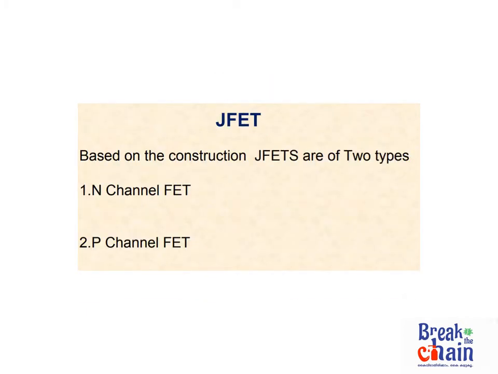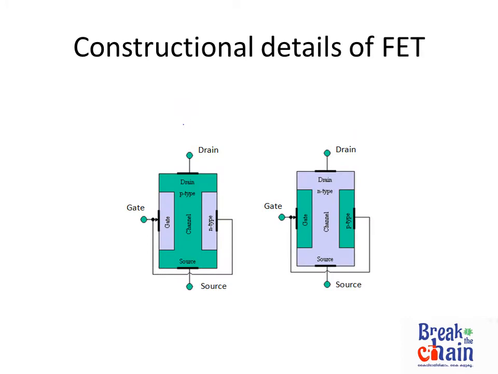Now, based on the construction, JFETs are of two types. I told you, N-channel FET and P-channel FET. And this is the constructional details of FET. There are two types of FET. First one is called P-channel FET and second one is called N-channel FET. And in the P-channel FET you can see three leads. First one is called drain, second one is called source, and third one is called gate.